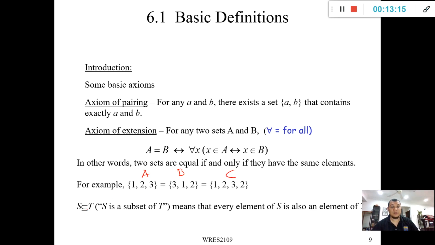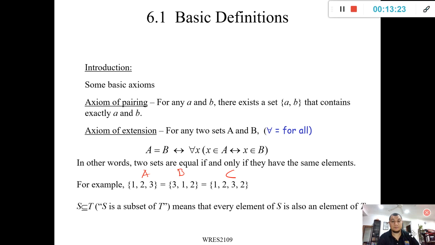You can say S is a subset of T, which means that every element of S is also an element of T.